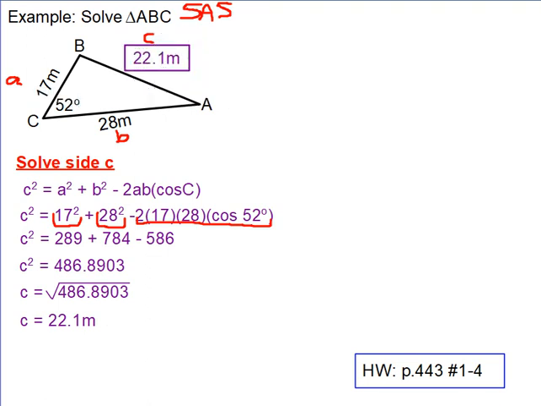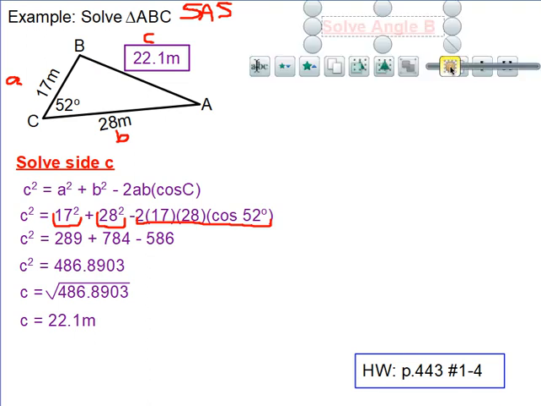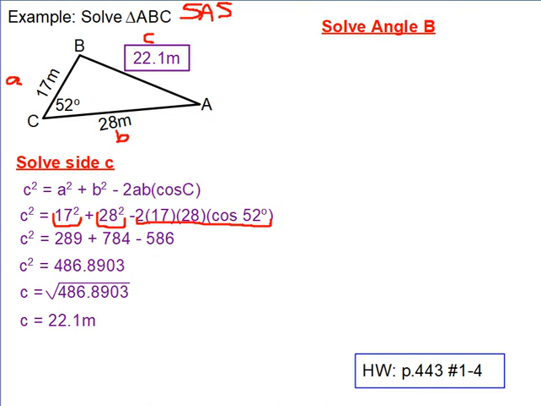22.1. Great. So we have C. C is now solved for. That is awesome. Next, we're going to do either B or A. I chose to solve for B.